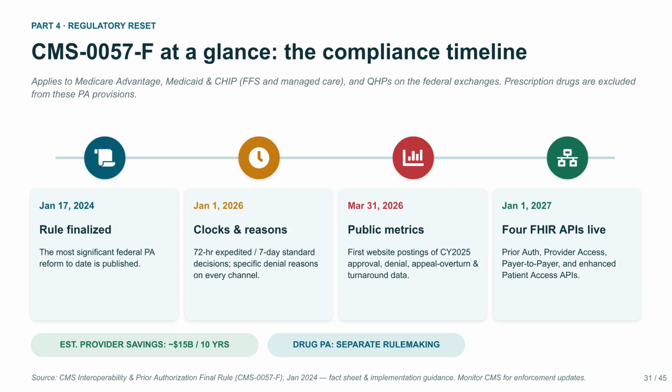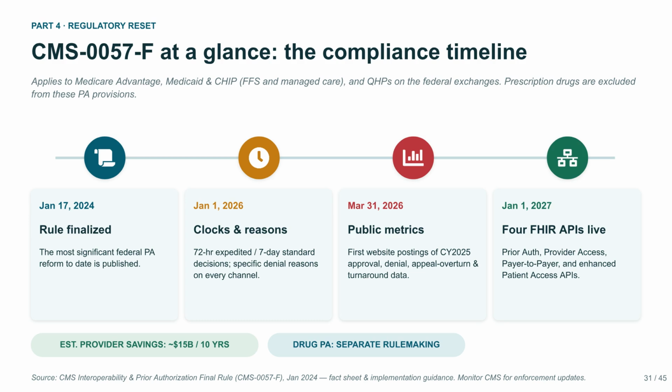Let's examine the CMS 0057F final rule, the most significant federal PA reform to date. Finalized in early 2024, it sets a clear timeline for Medicare Advantage, Medicaid, and federal exchange plans.